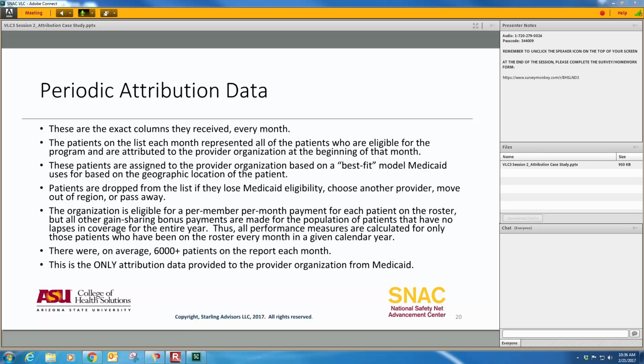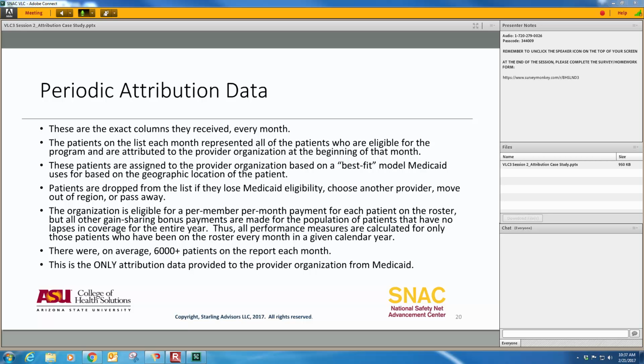The patients on the list each month represented all of the patients who are eligible for the program and are attributed to the provider organization as of the beginning of that month. And therefore, they are eligible for any bonuses based on the number of patients awarded to them for that month. So it does shift from month to month for a variety of reasons. The patients are assigned to the provider organization based on a best fit model that Medicaid uses that's based on the geographic location of the patient.